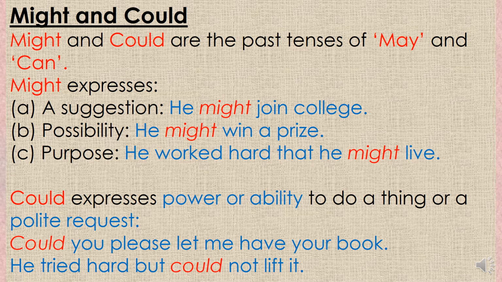So we got it, where to use might and could. Might and could are the past tenses of may and can. And where to use might? Might is used for a suggestion, a possibility, a purpose, and could is used to express a power or ability, or it is used to make a polite request.